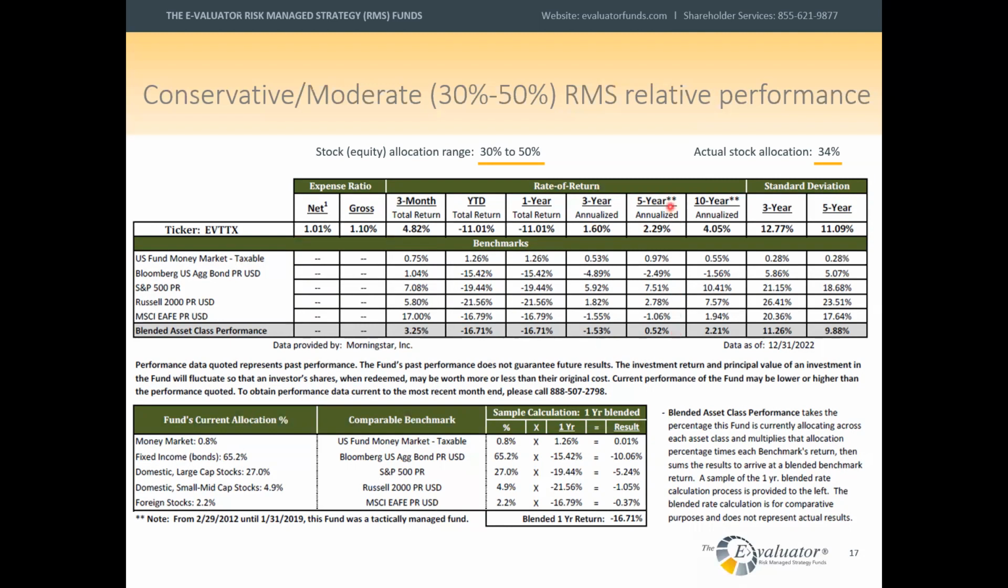The one point we need to make on this fund is that prior to January 31st of 2019, this fund was managed as a tactically managed fund. Then, from February 1st of 2019 on, we've managed it in this 30 to 50% asset allocation range. So some of the performance attributed to 5-year and 10-year would have been when this fund was being managed as a tactical fund as opposed to an asset allocation fund.